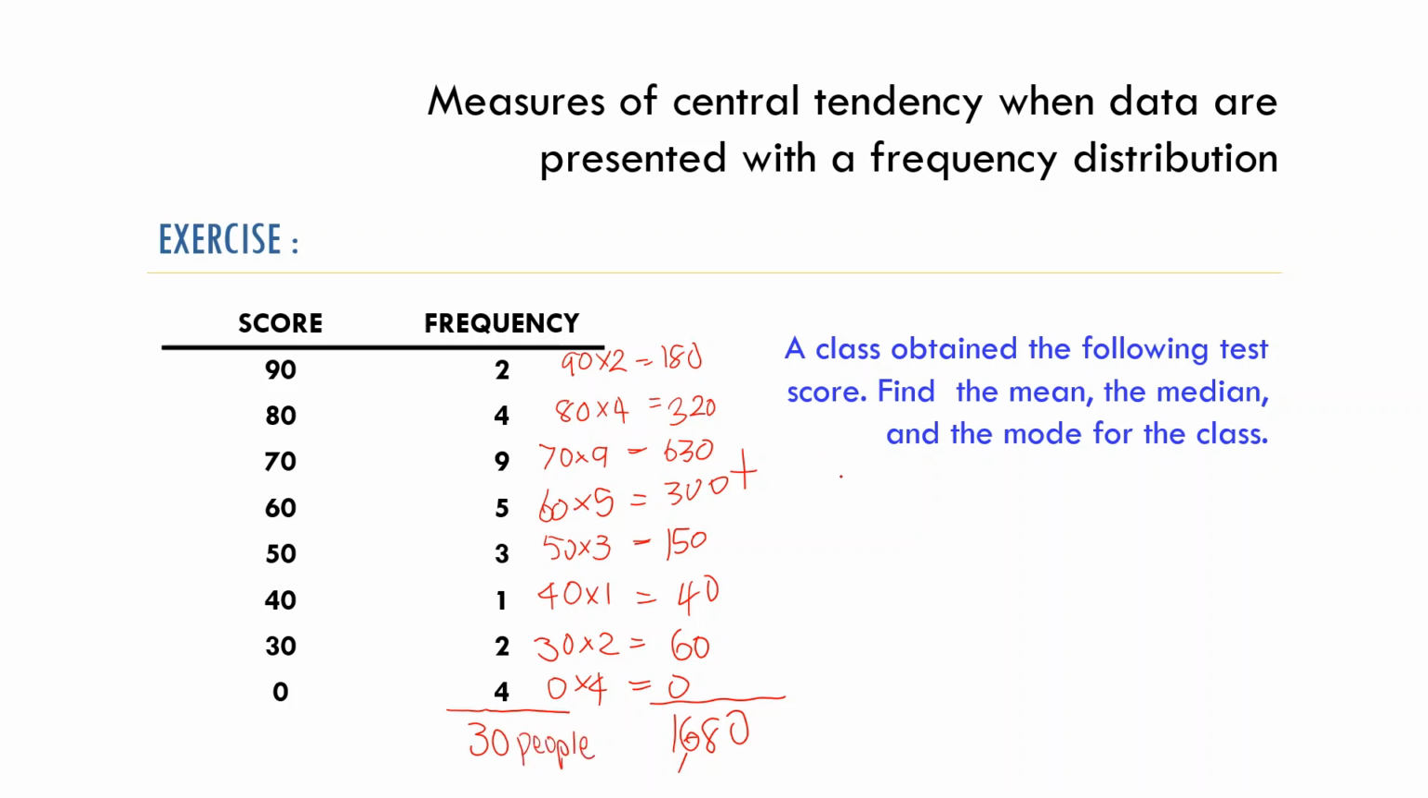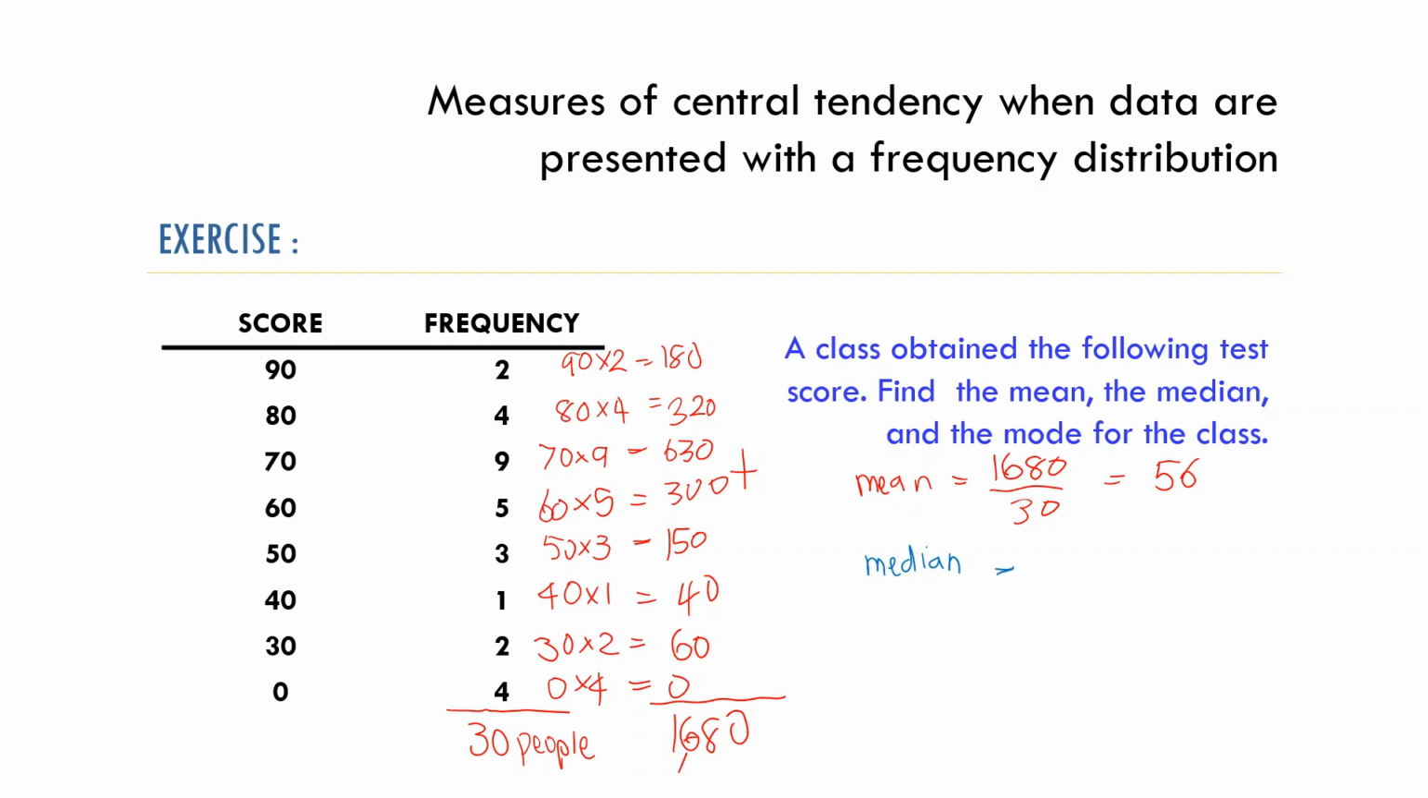Alright, to find the mean, it's going to be the total score, 1680, divided by 30 people, which is going to be equal to 56. Okay, the second is, okay, now let's change colors a little bit. Median.